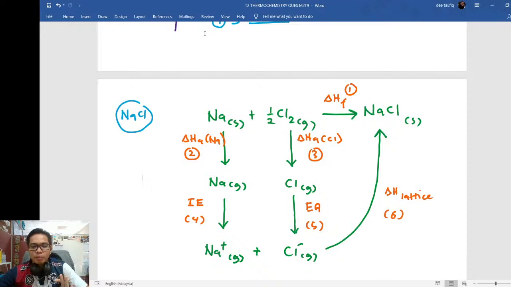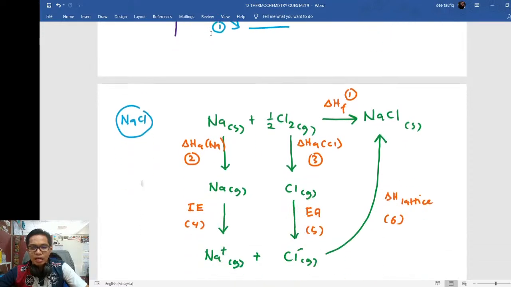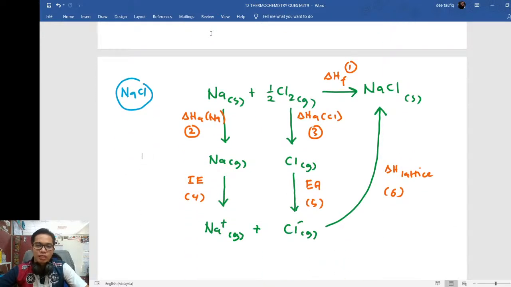Okay, so my numbering and my labeling for cycle and energy level diagram both are similar. Cuma ini cycle dia pendek sikit. Kita boleh buat side by side Na dengan Cl. That's why dia pendek. Right.